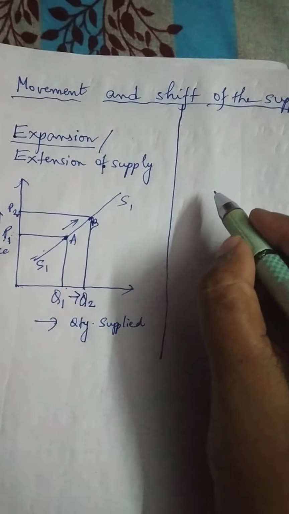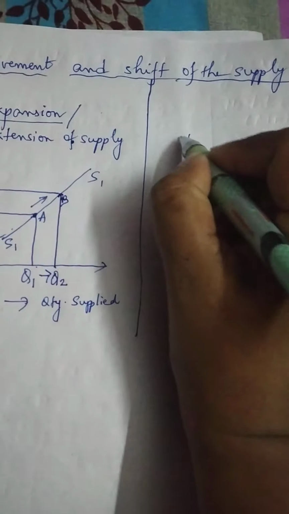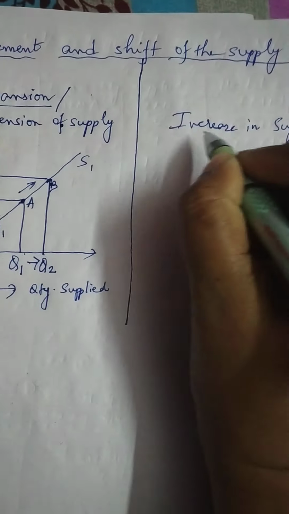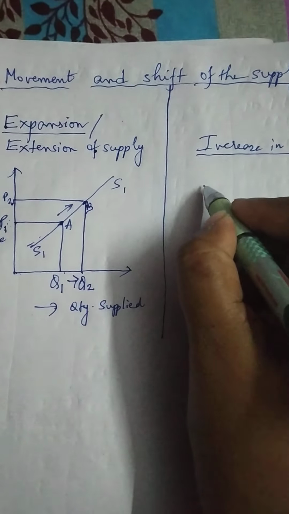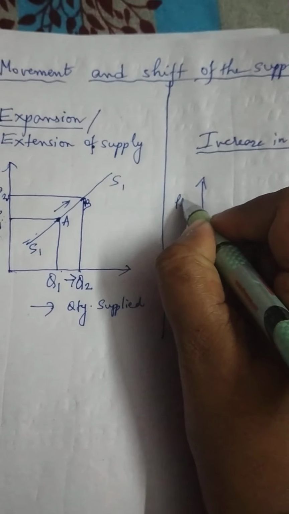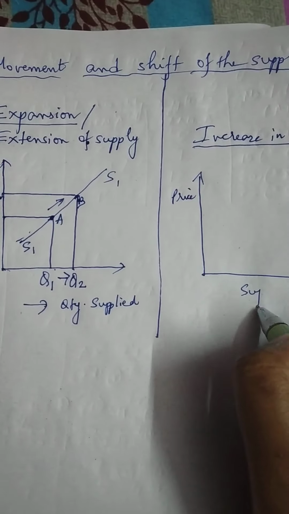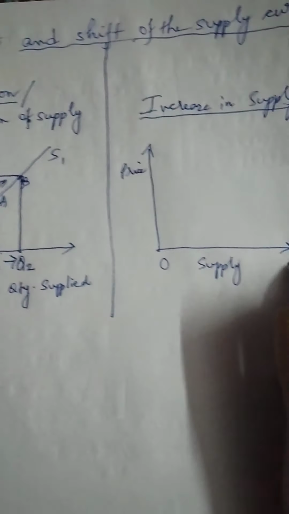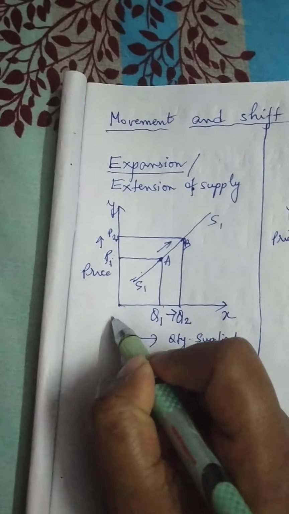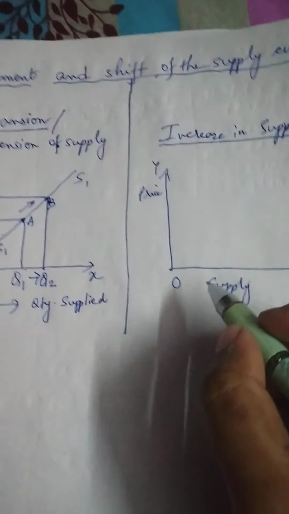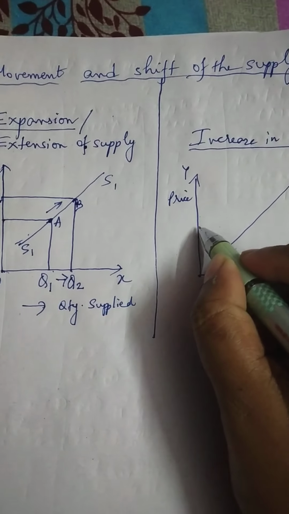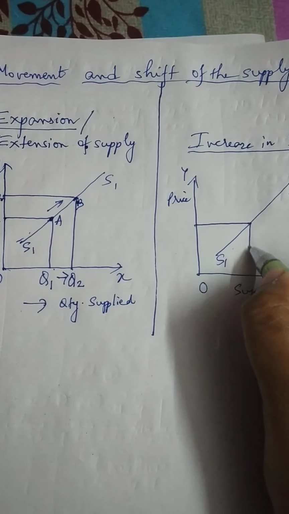Whereas, what will be shift? In case of shift, we have either increase in supply or decrease in supply. Let me first show you the increase in supply. Again here I measure price and I measure here supply. This is the origin, this is the x-axis, this is the y-axis. Even here this is x-axis, this is y-axis and origin. So here you see, suppose this is the initial supply curve S1, S1.